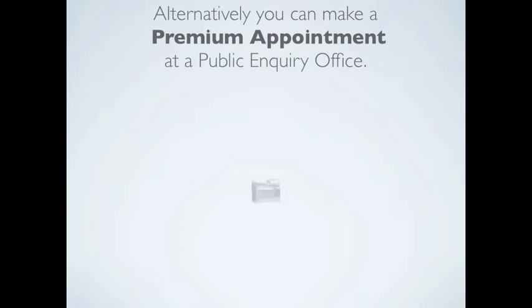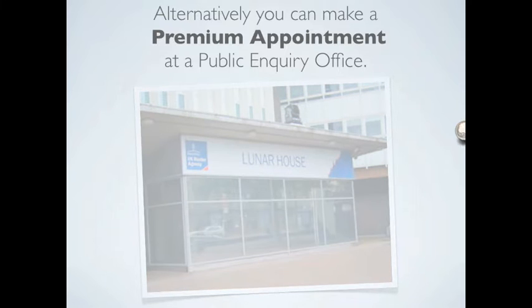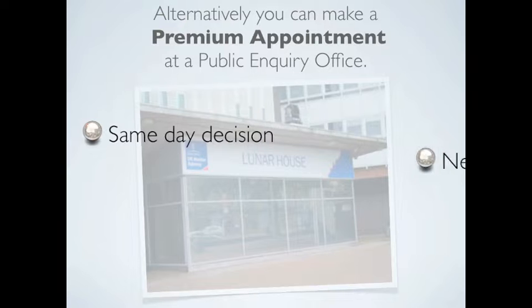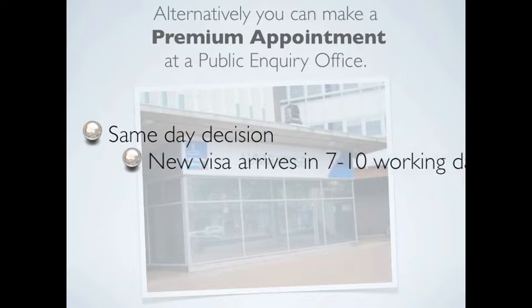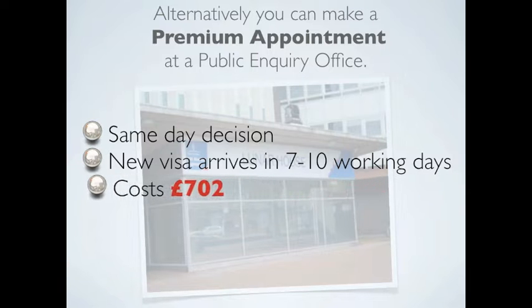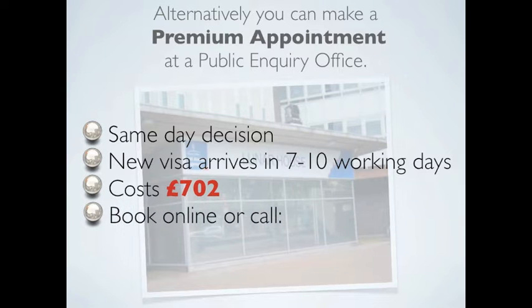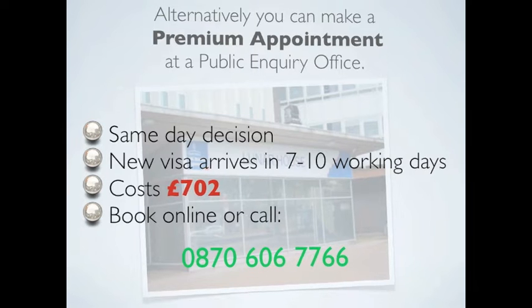Alternatively, you may wish to make an in-person application at a public inquiry office, often referred to as a premium appointment. You should receive a decision on your application the same day, and will then just have to wait for the new visa to arrive. This application method costs £702. You can book the appointment online by visiting the UKBA Home Office website or by calling 0870 606 7766.